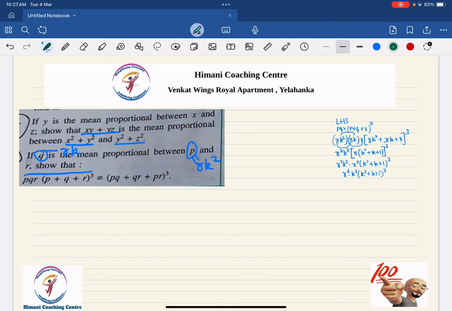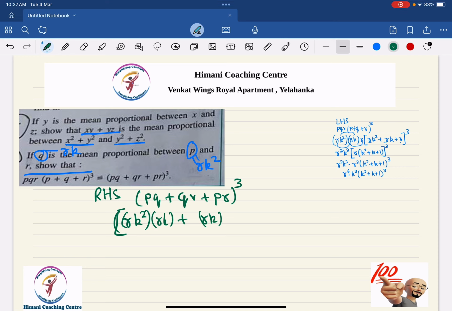Now let us go to RHS. So RHS is (PQ plus QR plus PR) whole cube. Now again I am going to replace P with RK square and Q with RK. Similarly here Q is R times K times R. Now P is RK square times R. I am just replacing P with RK square and Q with RK.